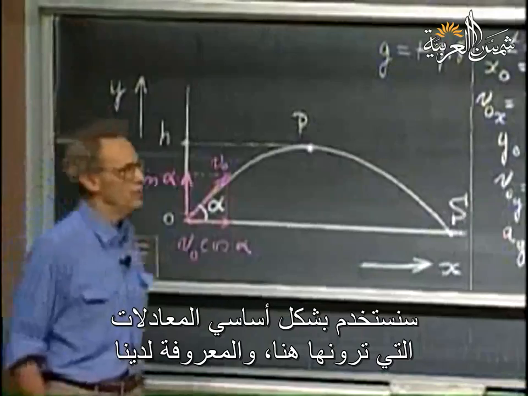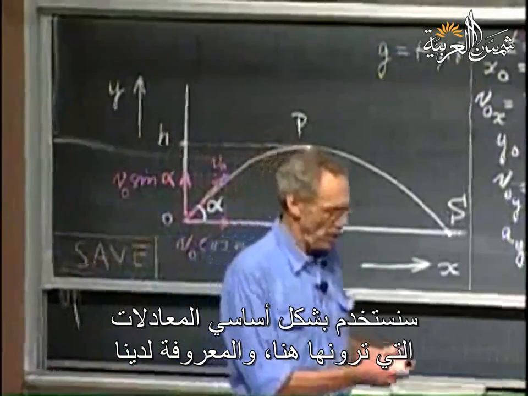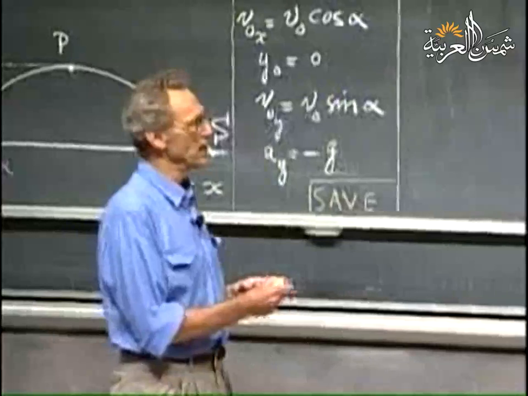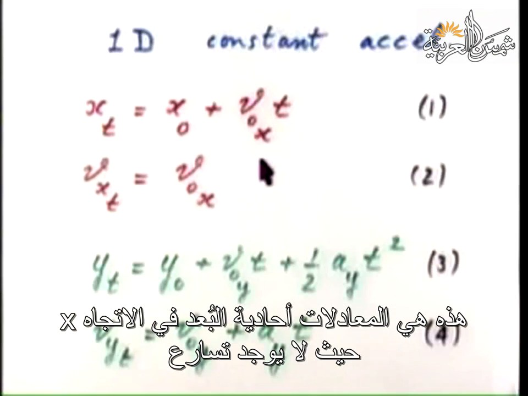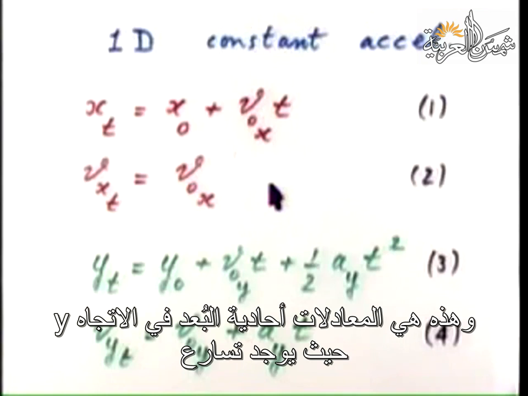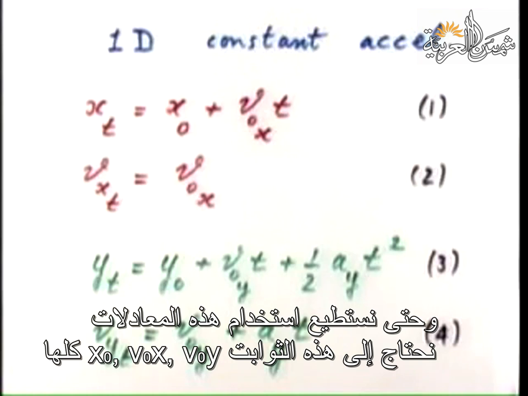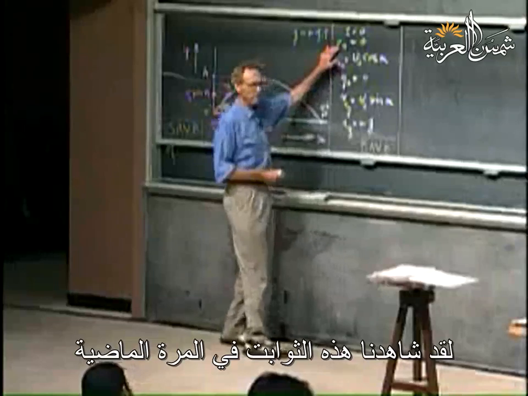We're going to use very heavily the equations that you see here that are so familiar with us. These are the one-dimensional equations in x direction where there's no acceleration, and the one-dimensional equations in the y direction where there is acceleration. In order to use these equations, we need all these constants x0, v0x, and v0y. We have seen those last time.